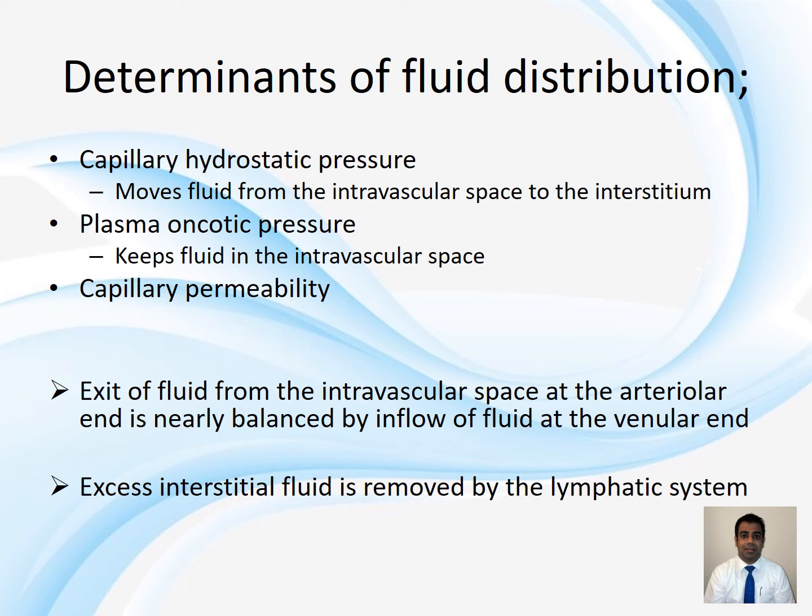Now, in a normal person, at the capillary bed the pressure at the arterial end is higher than at the venular end. So there is a slight exit of fluid from the intravascular space to the interstitium because of the high hydrostatic pressure. And this exit of fluid is balanced by an influx of fluid from the interstitium back into the intravascular space at the venular or the venous end.